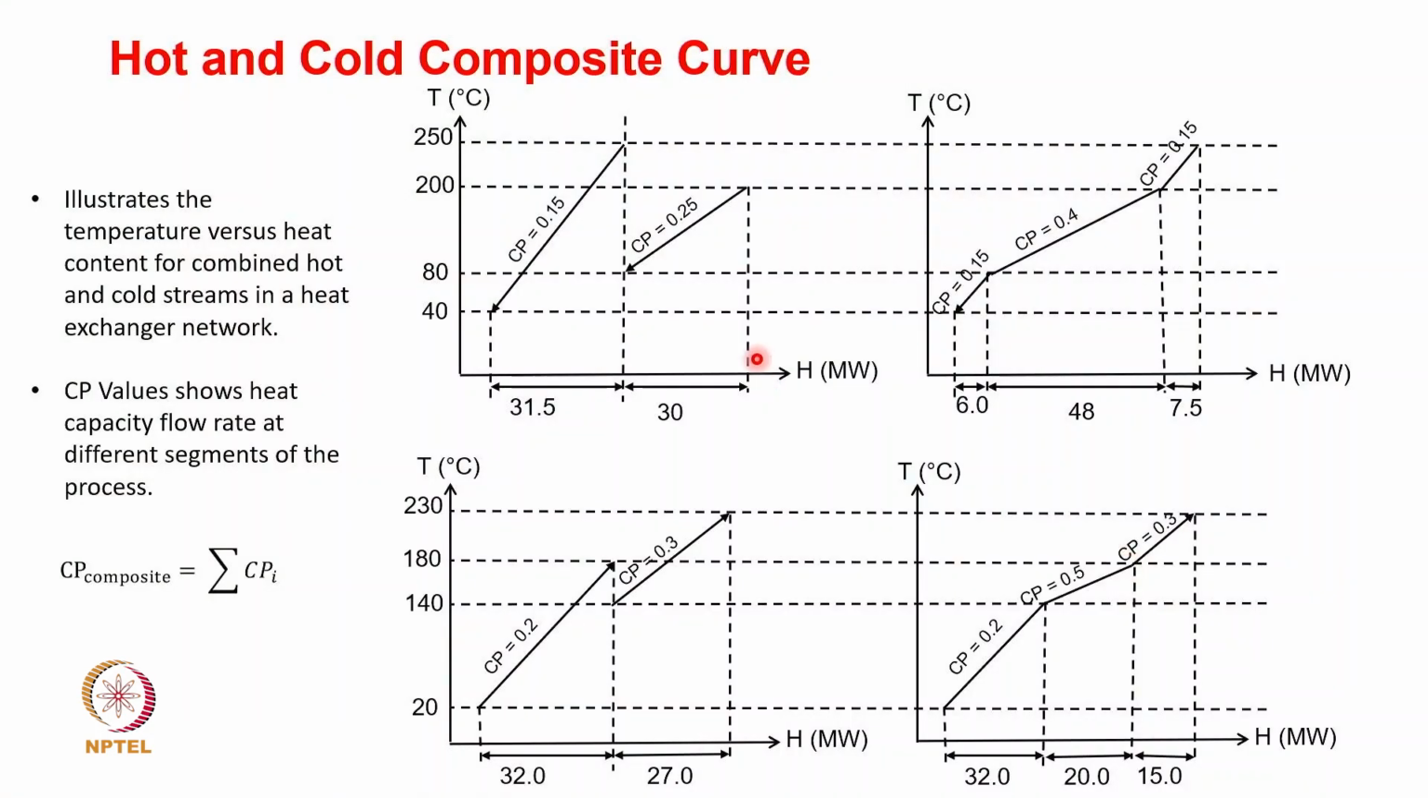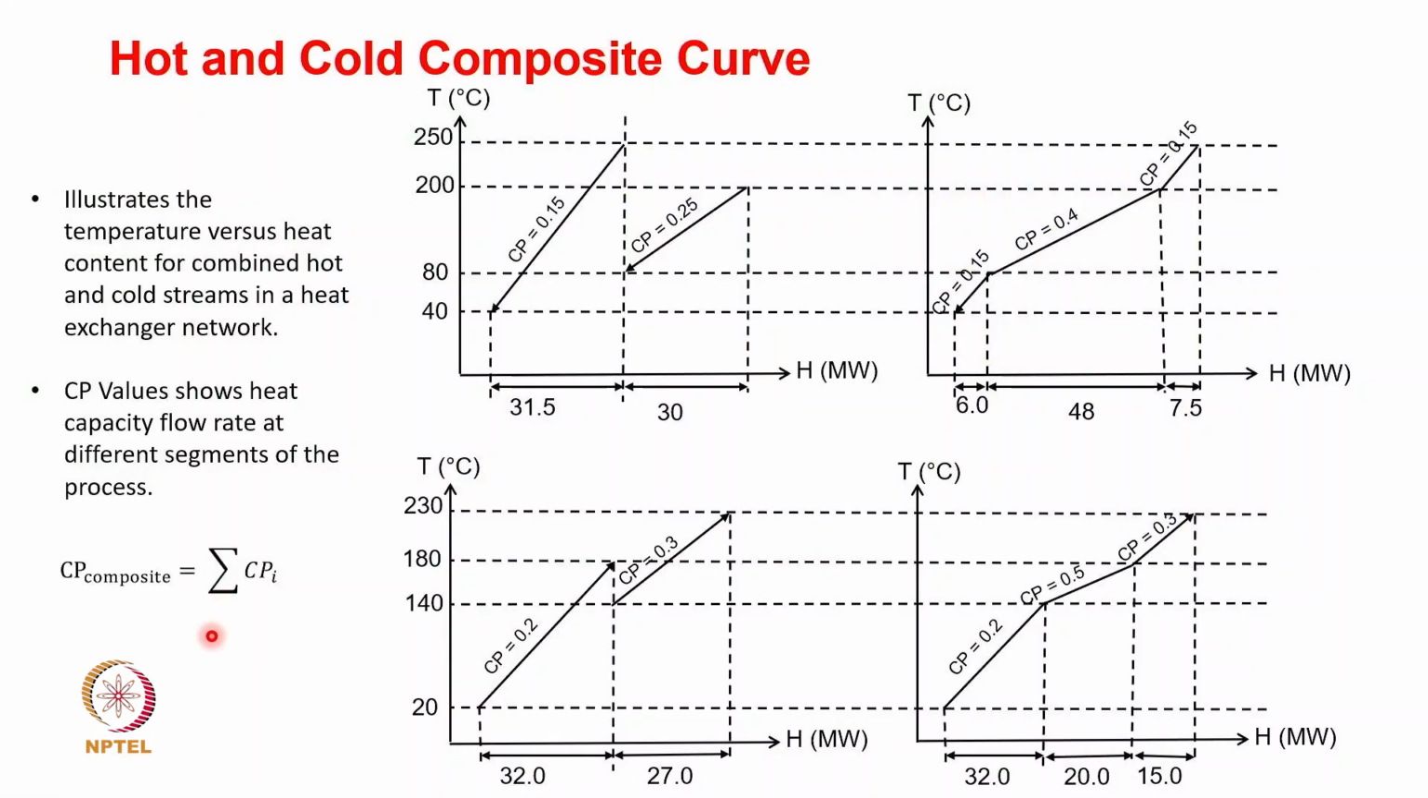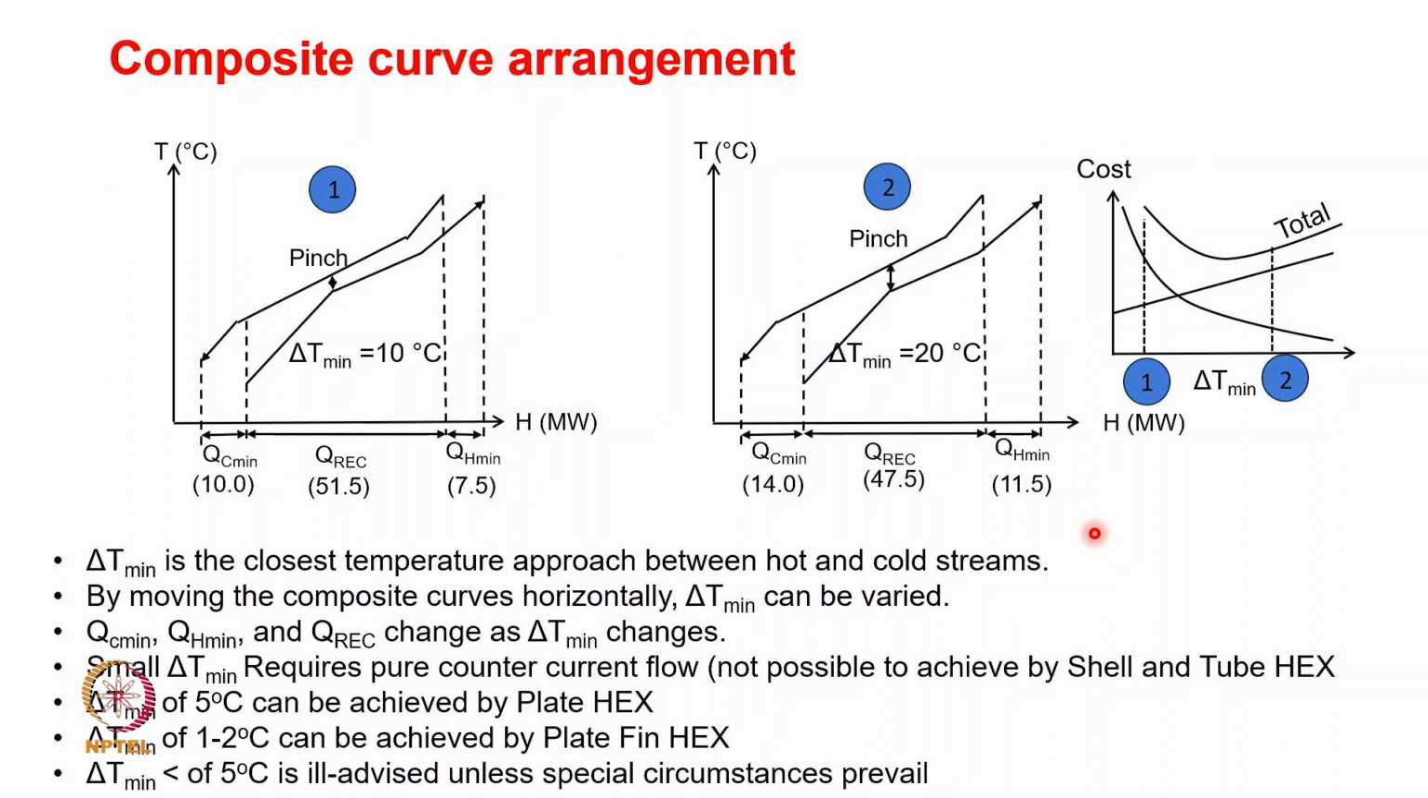This composite curve illustrates the temperature versus heat content for the combined hot and cold streams in the heat exchanger network. CP values show the heat capacity flow rate at different segments of this process, and we have seen how to compute the CP composite. It is just the aggregate or summation of the individual CPs. Once this is done, the next step is placing the composite stream of hot and composite stream of cold together in a H versus T plot. That is what we have done here.